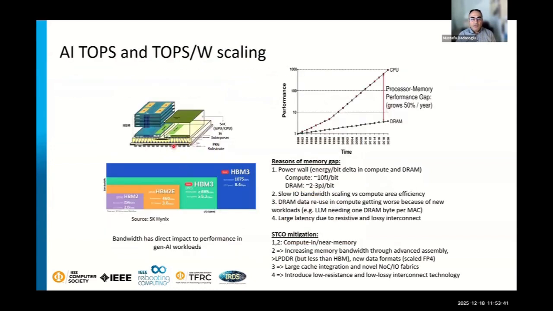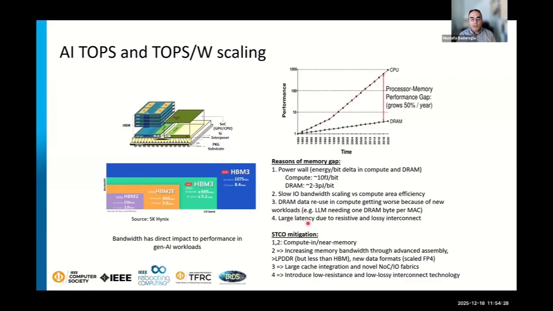So if we look at why we have this memory gap, there are 4 reasons. One is the power wall. To get the data from the memory, we spend 2 to 3 orders of magnitude more energy just for 1 bit of data to be transferred to the compute. And then compute area efficiency is scaling far better than I/O bandwidth scaling, and that's also a primary bottleneck. Also, new workload models dictate less DRAM data reuse, so we need to fetch DRAM data more, making the gap much more of a problem for us.